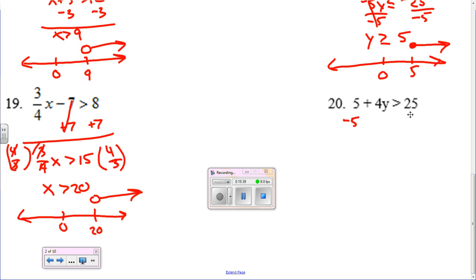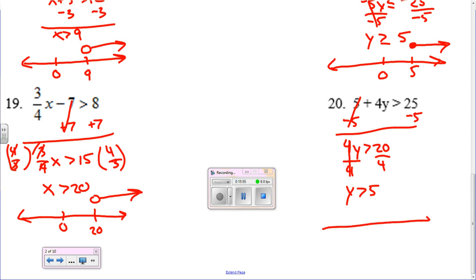Last one, subtract 5, subtract 5. You get 4y is greater than 20. Divide by 4, divide by 4. y is greater than 5. Zero, 5, open circle, shade to the right.